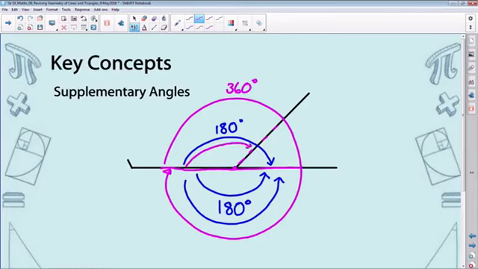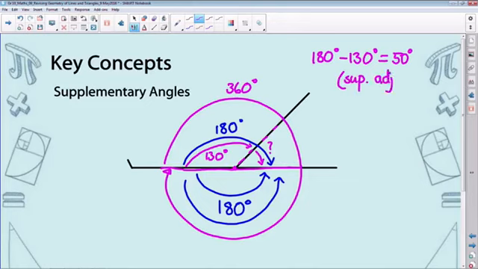And let's say that this is 130 degrees. What will this side be? How would we calculate it? Well, we would say 180 degrees minus 130 degrees is equal to 50 degrees. Now we have to explain why we're doing that calculation, and we would explain it in brackets next to it, saying that the reason we're doing this is because they are supplementary adjacent angles.